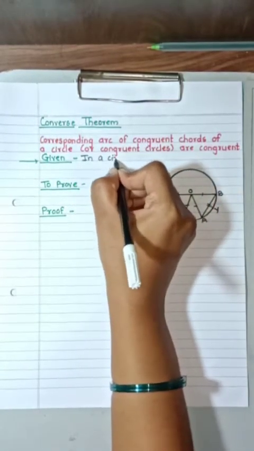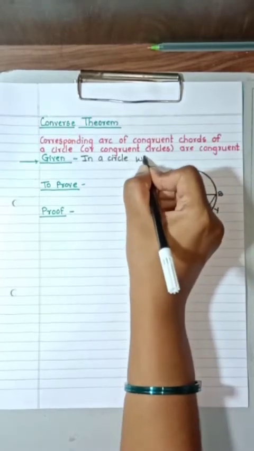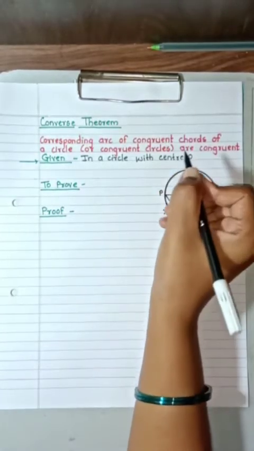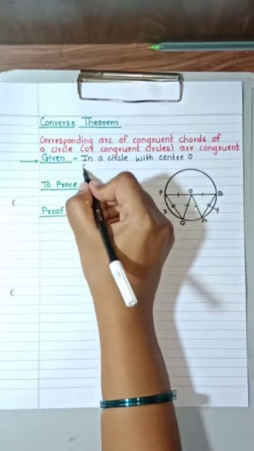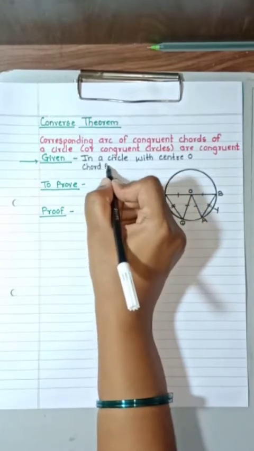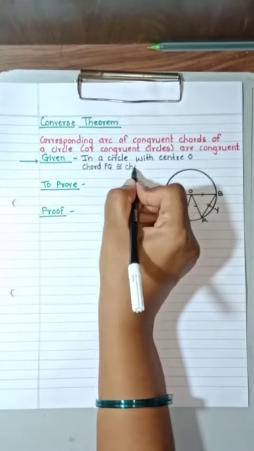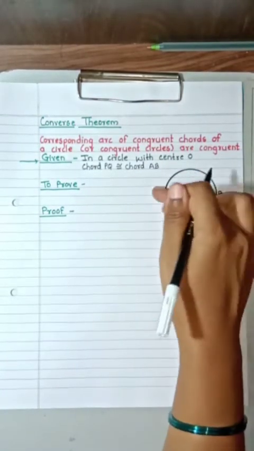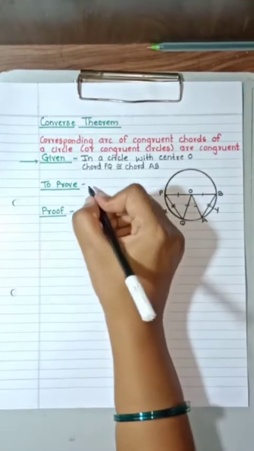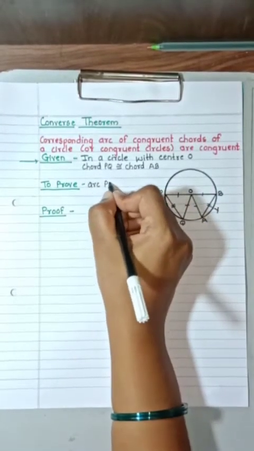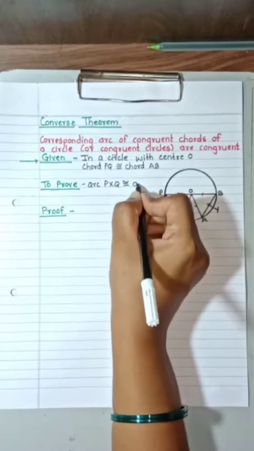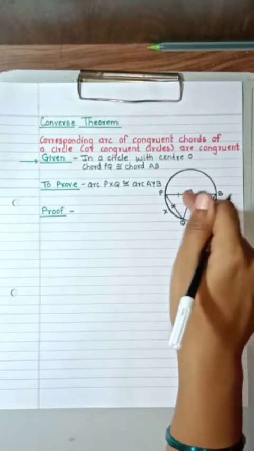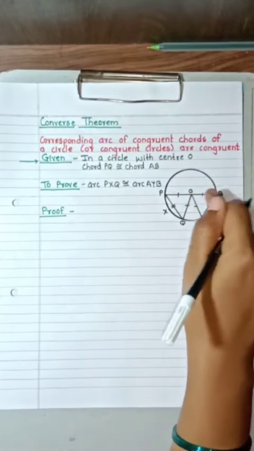In a circle with center O, chord PQ is congruent to chord AB. What you have to prove? That arc PXQ is congruent to arc AYB. Now let us consider the two triangles, that is POQ and AOB.